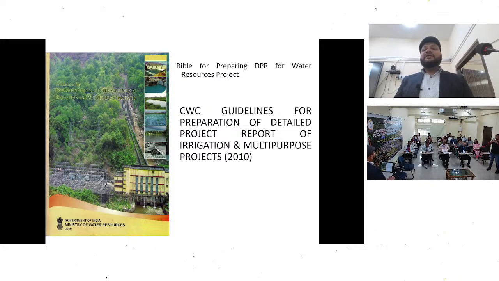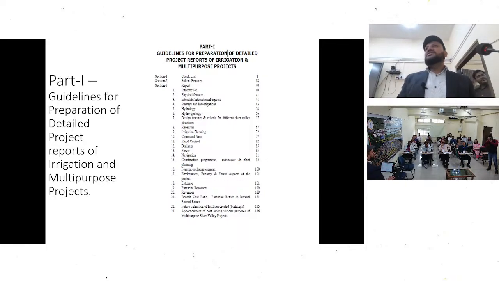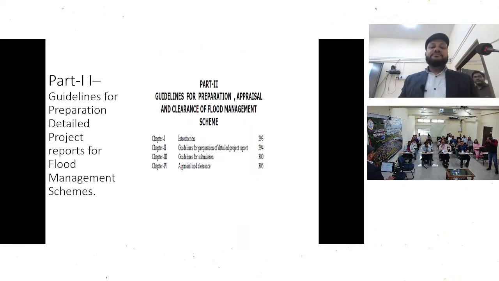And this is the Bible of preparing DPR, the Central Water Commission guideline. This is for every project. And one more guideline is there, we will cover it later. This guideline is basically in 4 parts. First is for multi-purpose irrigation projects. These are the chapters. I have just taken screenshots from the guideline.